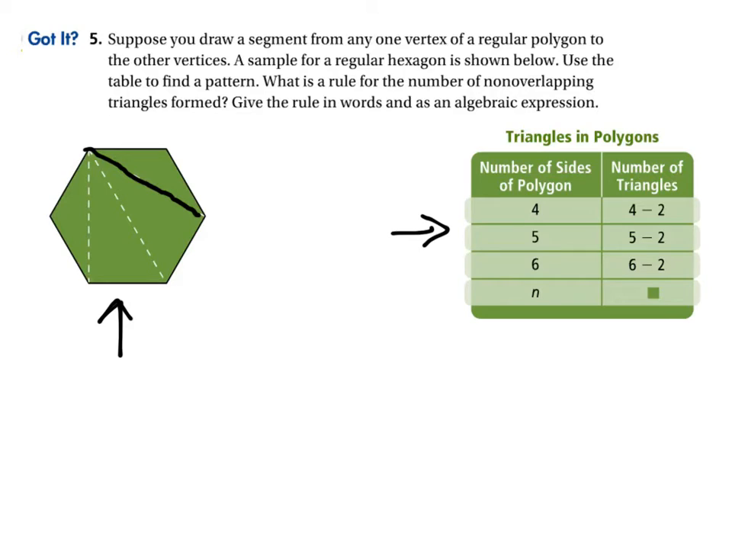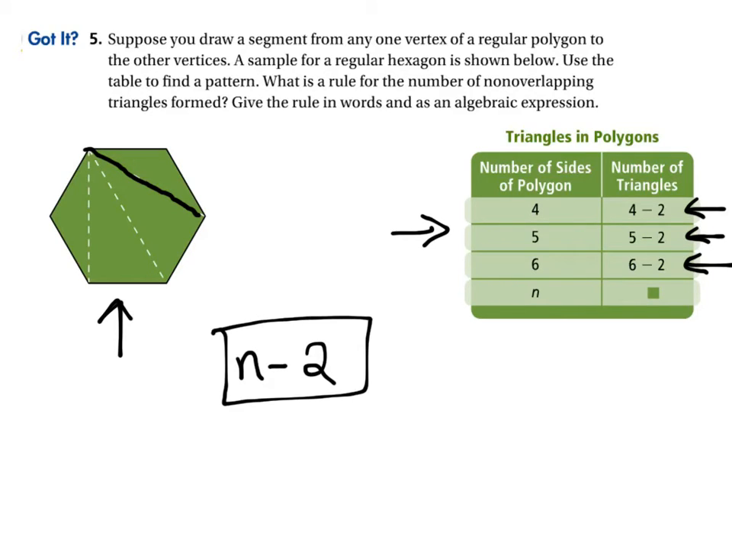So let's look at the table. If there are 4 sides to a polygon, how many non-overlapping triangles will it have? It will have 4 minus 2. If there are 5 sides, 5 minus 2. 6 sides, 6 minus 2. If a polygon has n sides, how many non-overlapping triangles will it have? It will have n minus 2. That is an algebraic expression.